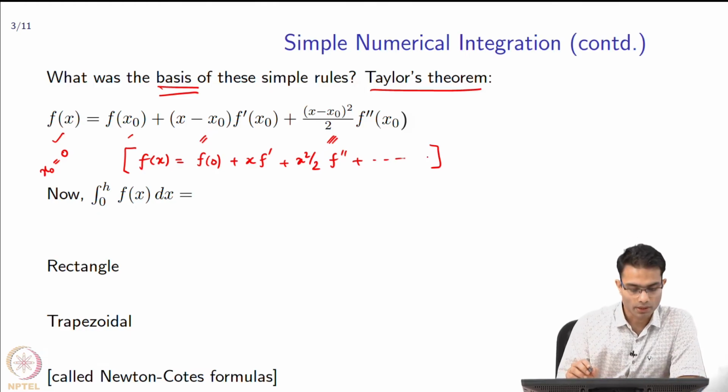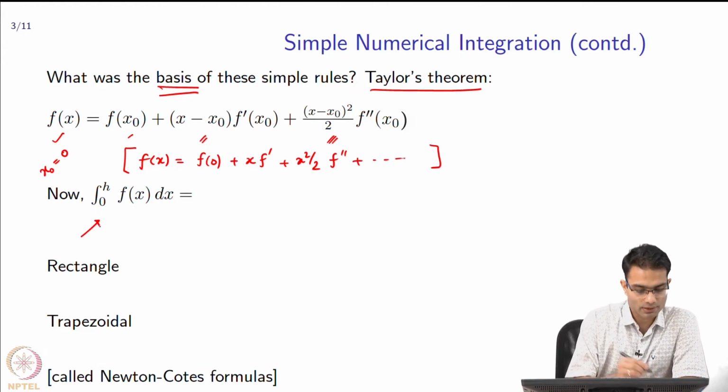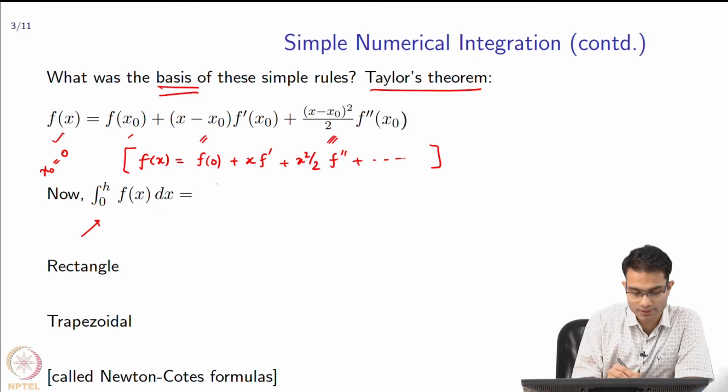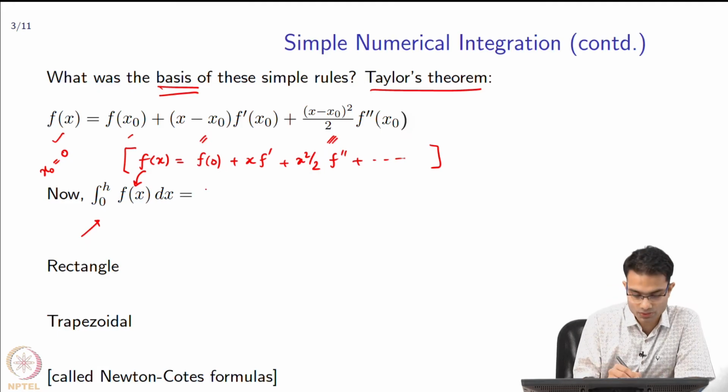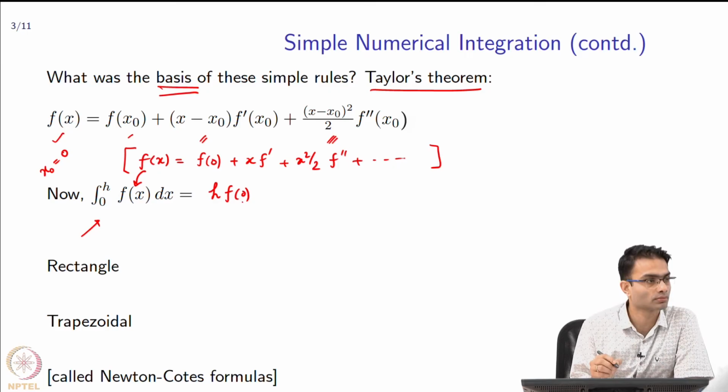Okay, now I want to integrate this. So if I integrate this, what will happen? I am going to put this inside over here. So what happens to the first term? It's a constant, right? Integrating from 0 to h, the integral from 0 to h will simply give me a h, right? So this will give me a h. f naught is a constant. That's the first term.